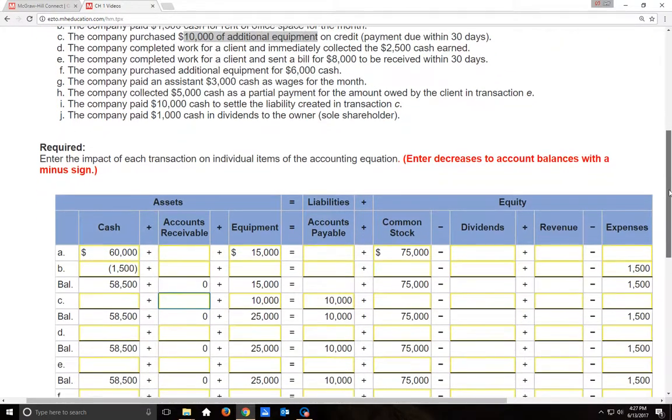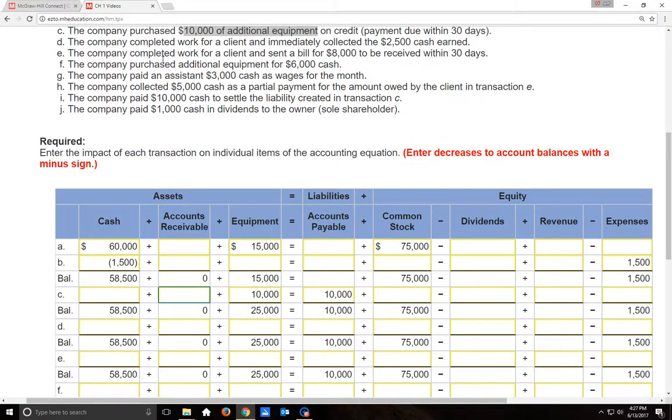Moving on to item D. The company completed work for a client and immediately collected $2,500 in cash. What accounts are involved in this transaction? Well, how much did cash go up? Went up by $2,500, so cash was definitely involved in the transaction. The company completed work for a client. Sounds like they have new revenues, so the revenue account went up as well. So in this transaction, cash is involved, as is revenue. Since they collected that cash immediately, the cash balance goes up immediately.